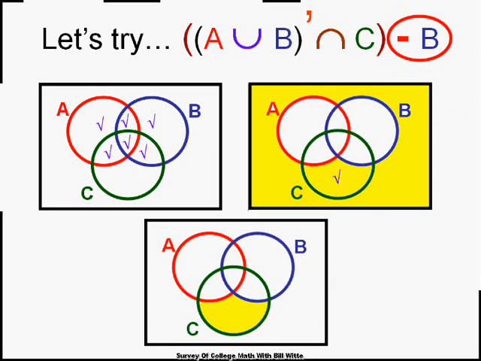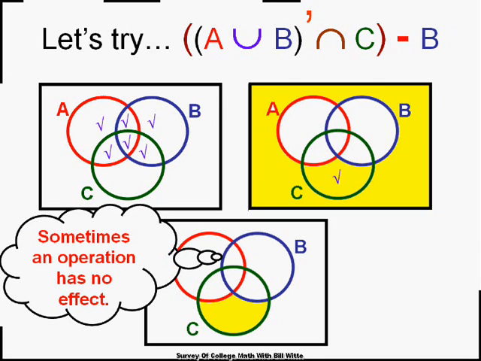I'm supposed to subtract any portion of B from that. And I could do that. Hey, wait just a minute. But in this case, there is no portion of B in it. And that's a little trick. That could happen.